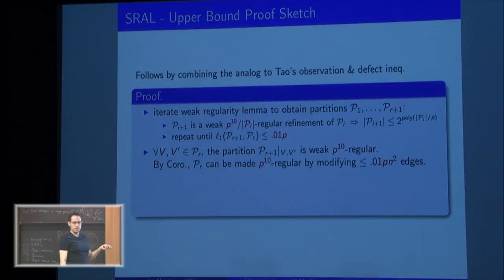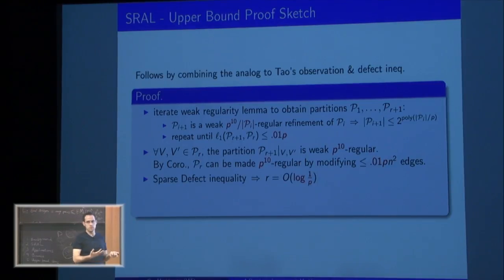But now we are in the setting of this corollary that I mentioned, and so because between every pair of clusters you have a weak regular partition, it can be made p to the 10 regular by modifying only 1% of the edges, by this assumption that these two partitions are close in L1 distance. And the only thing you need to show is that the number of iterations is small.